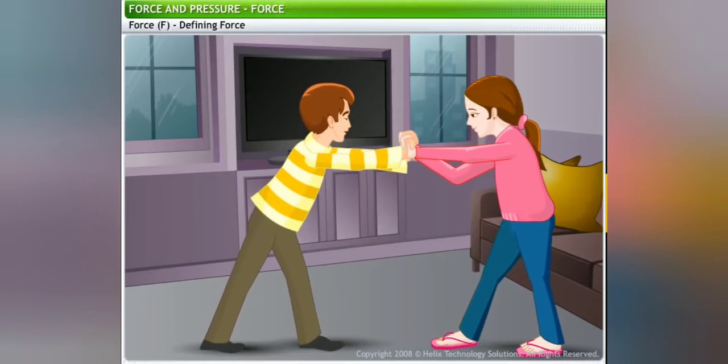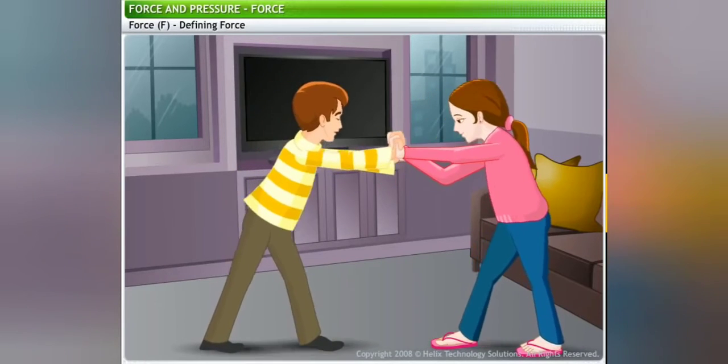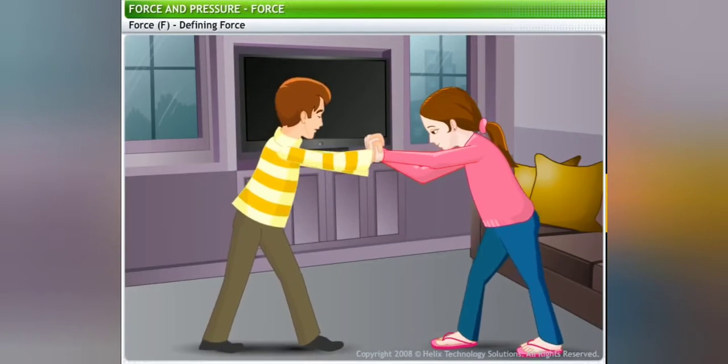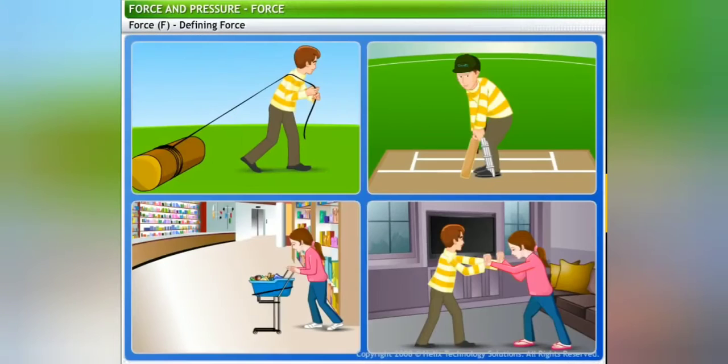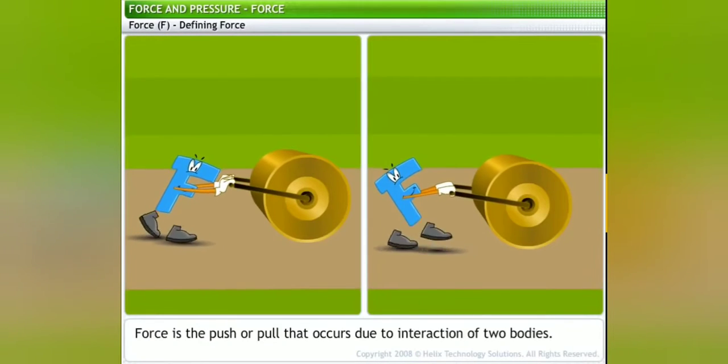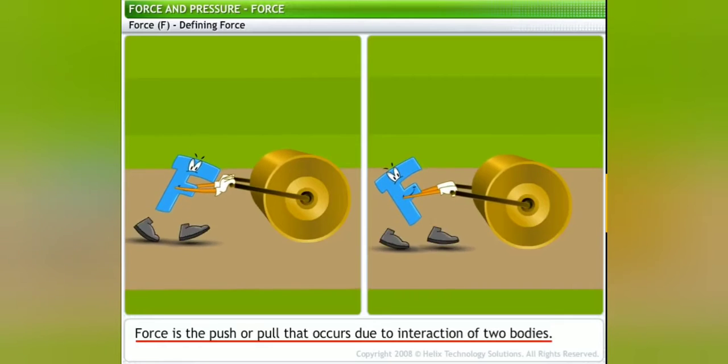Finally, in the fourth situation, Tina and James are both pushing each other with equal force. That's why neither of them is moving. So, what's the conclusion? Did you notice that James and Tina are either pushing or pulling when they apply force? Therefore, we can say that force is the push or pull that occurs due to the interaction of two bodies. Force is generally denoted by the capital letter F.